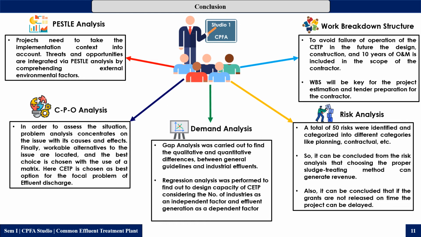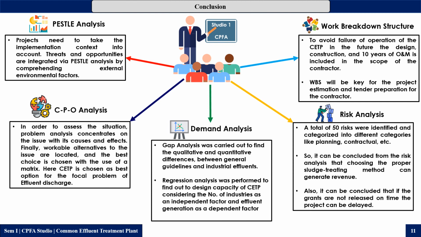From the PESTLE analysis, the project needs to take the implementation context into account. Threats and opportunities are integrated by PESTLE analysis by comprehending external environmental factors. From the CPU analysis, in order to assess the situation, problem analysis concentrates on the issue with its causes and effects. Finally, workable alternatives to the issues are located, and the best choice is chosen with the use of a matrix. Here, common effluent treatment plant is chosen as the best option for the focal problem of the effluent discharge.